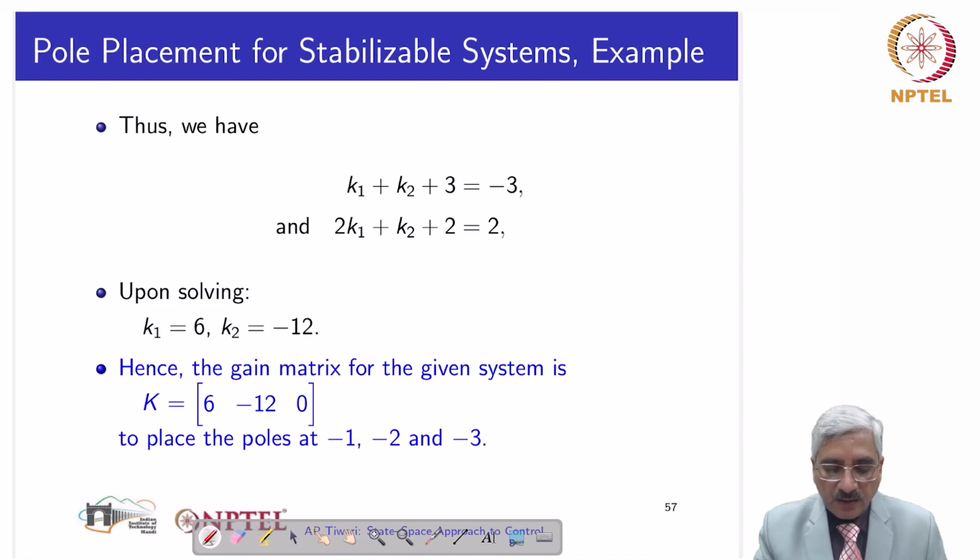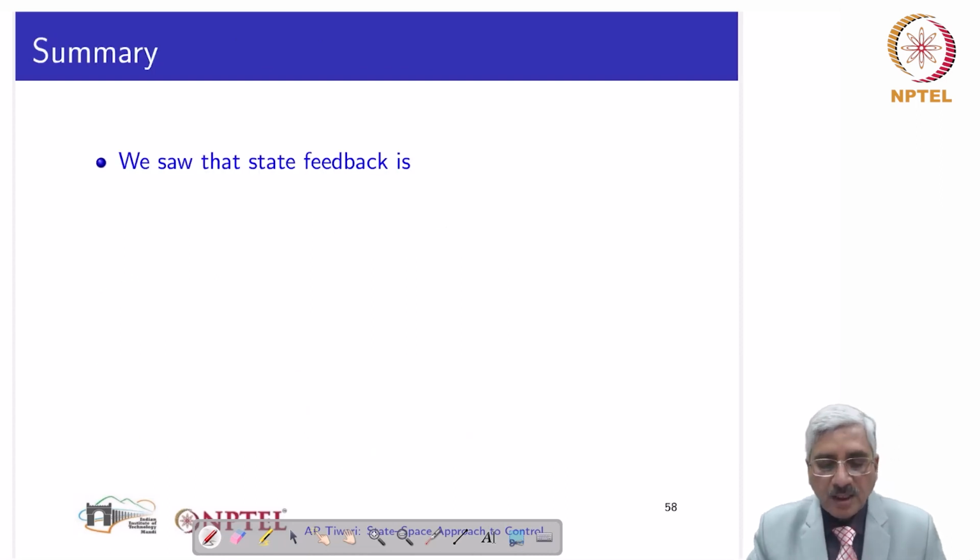and so we have the gain matrix. This is the gain matrix for the controllable part, and this is the gain matrix for the uncontrollable part. So we assemble the K for the transformed system, and in this case the transformed system is the same as the original system. So we get the K and we get the corresponding pole locations as -1, -2 and -3.